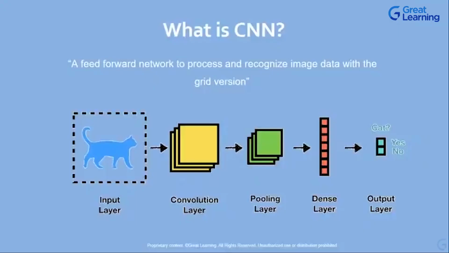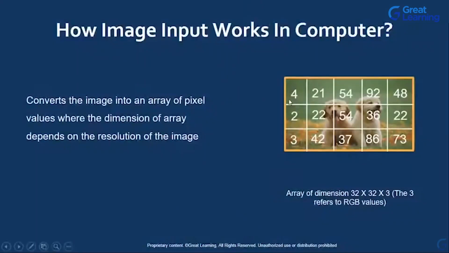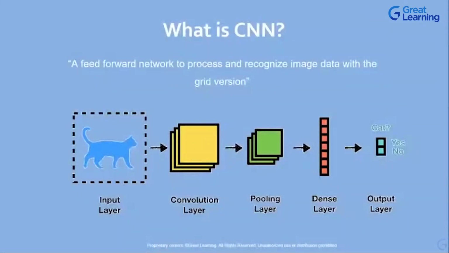Now we will see what CNN is. CNN stands for Convolutional Neural Network, a feed-forward network to process and recognize image data with a grid version. So what is that grid version? This grid version is this part, right? These pixels. Through the pixels, a computer can see an image, right? First we have an input layer in CNN, then a convolutional layer, then a pooling layer, and lastly a dense layer, that is a fully connected layer. And finally we get an output in the form of a probability, right?